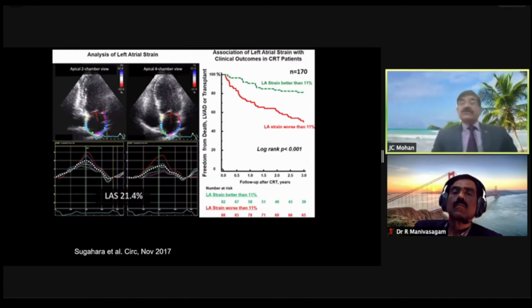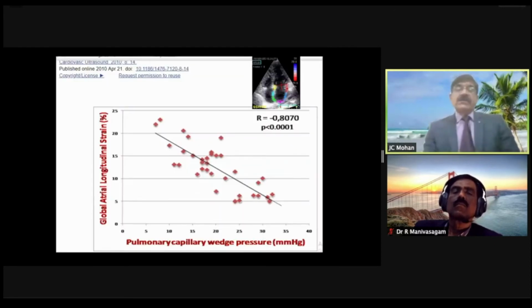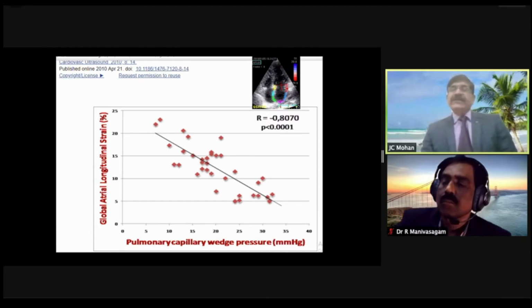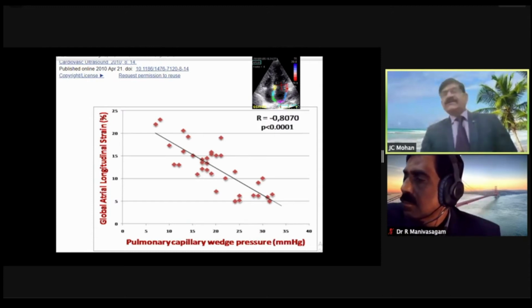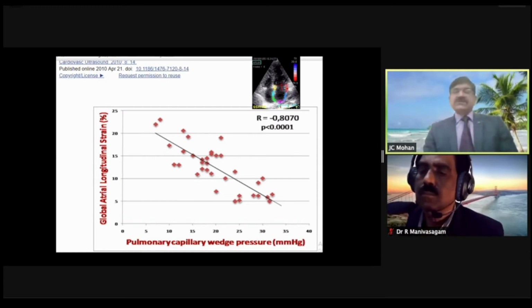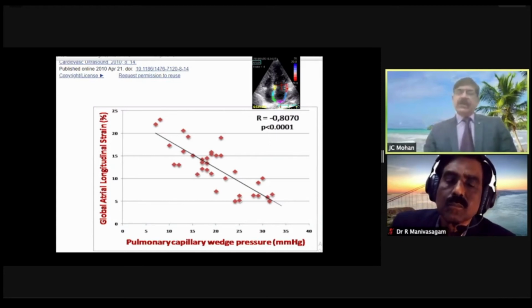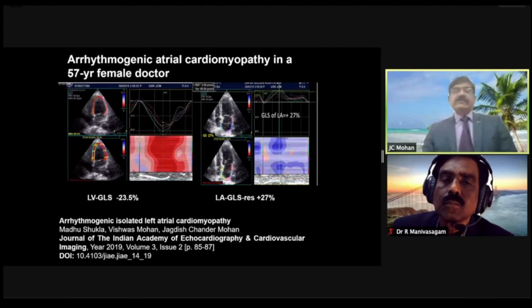The fact also is that even in other conditions, and here of course is a question of a patient with CRT, the response can be detected by looking at follow-up longitudinal strain. The LA reservoir strain also correlates with filling pressures, and hence wherever you have indeterminate diastolic function, you don't know what is the filling pressure in this given individual, you can use global atrial longitudinal strain, and that would provide you a reasonable estimate of pulmonary capillary wedge pressure.